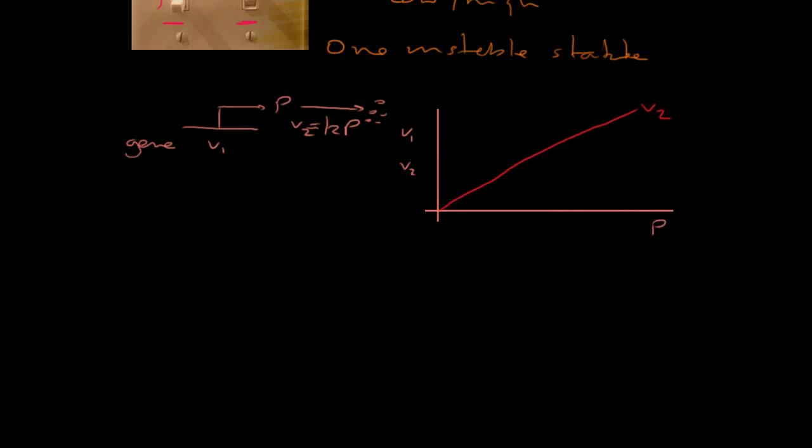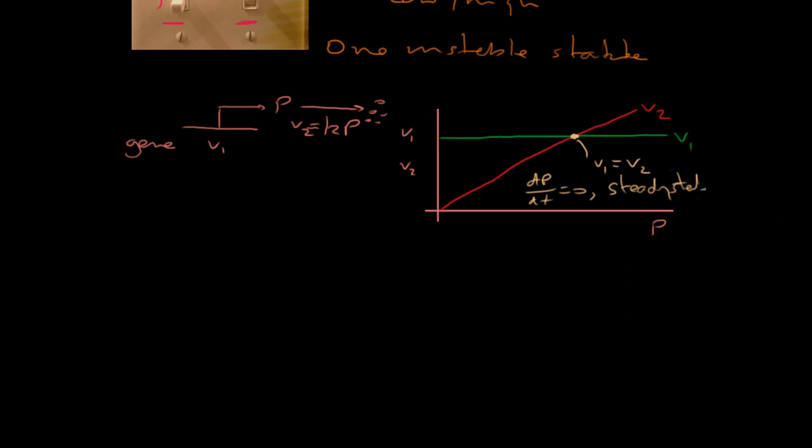What about V1? Well, I said V1 was a constitutive rate, constant, irrespective of P. So to mimic that, I would just put a straight horizontal line. So that's V1. You can see there's this intersection point, which marks the point where V1 equals V2. And when V1 equals V2, that means the rate of change of P, dP/dt, equals 0, so that means we're at the steady state.